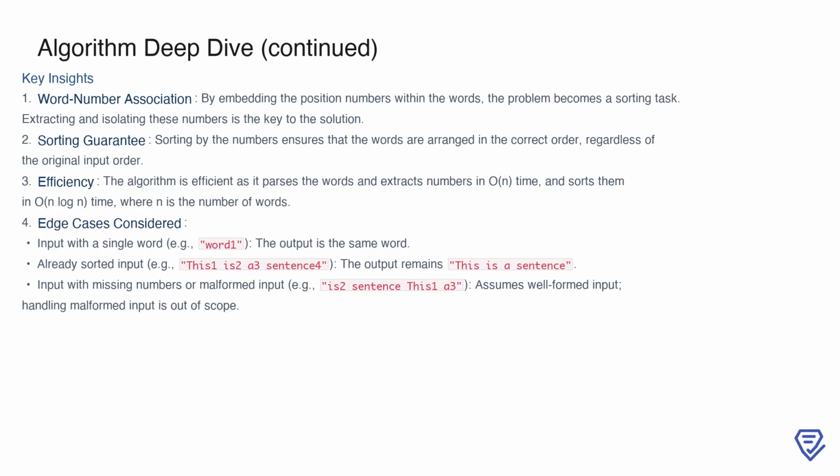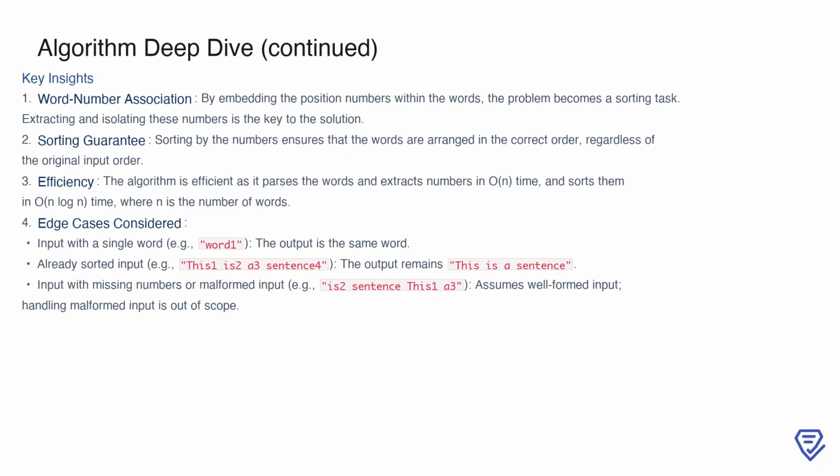This problem provides key insights that simplify the solution. First, understanding the association between words and their embedded numbers is crucial. The numbers turn the problem into a sorting task, where extracting and isolating the numbers becomes the foundation of the solution. Sorting by these numbers guarantees that the words align in the desired order, regardless of the input's initial arrangement.